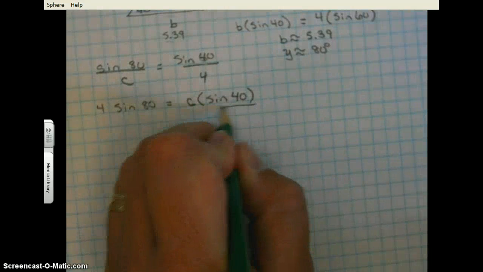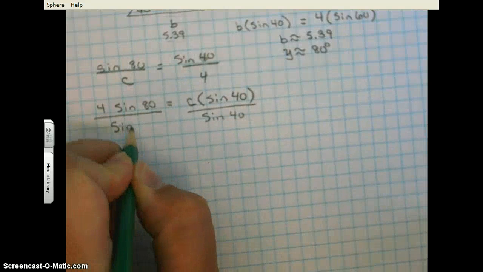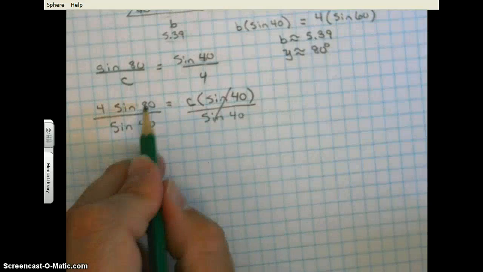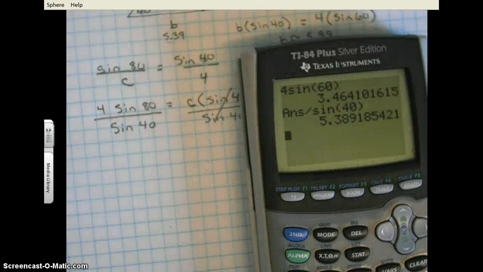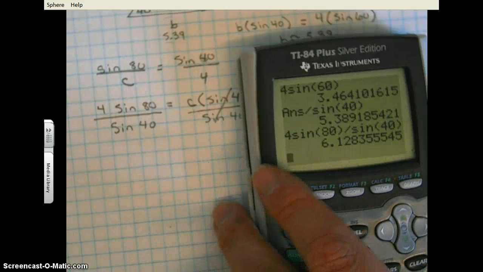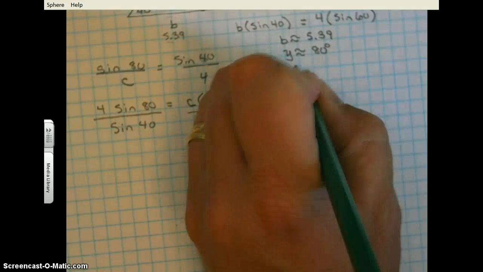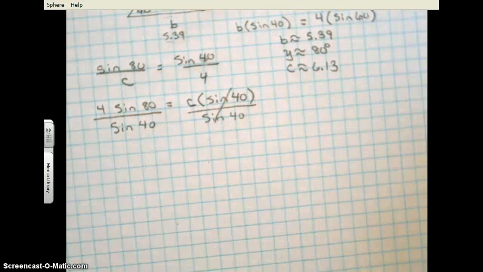And then dividing both sides by sine of 40. No, you cannot divide 80 by 40. So we're going to have 4 times the sine of 80, divided by the sine of 40. And we get 6.13. And there are your answers.